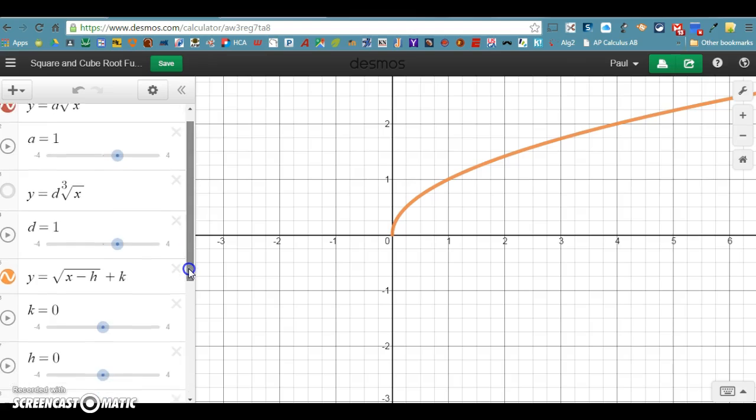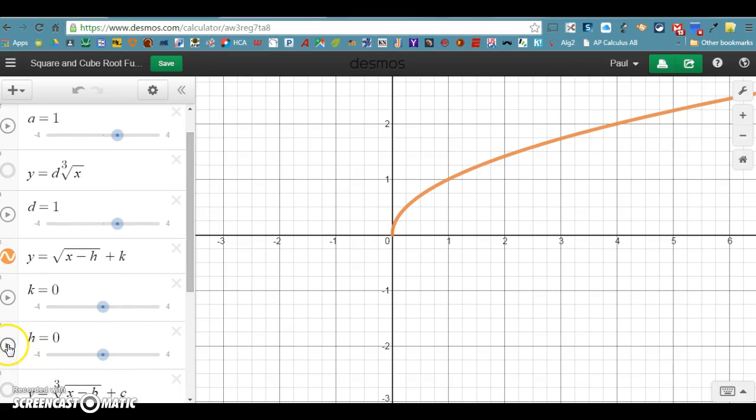Now watch what happens when I set h in motion. I'm going to subtract some number from x inside of the square root symbol. I'm going to hit play and watch where it goes. Slide to the right and then to the left. If I pause it somewhere, it's got the same graph. It didn't really change the curve shape, it's just shifting where it is.